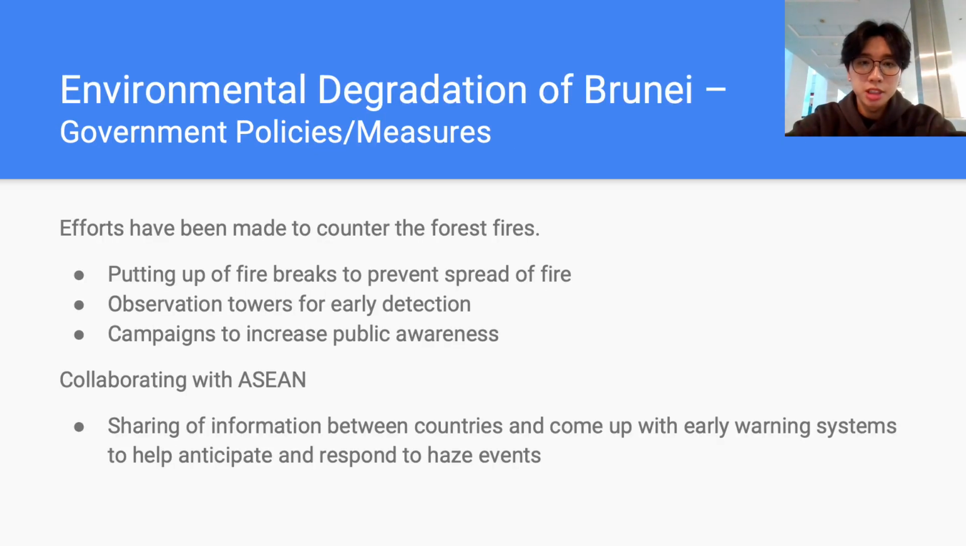The following initiatives have been implemented to address the issues. This includes the establishment of fire breaks to hinder the fire's progression and the installation of observation towers to help detect fires at an early stage. There are also public awareness campaigns to enhance community understanding. Cooperating with ASEAN for joint efforts also helps by exchanging information among nations to develop advanced warning systems, which aids in the anticipation and effective response to instances of haze.